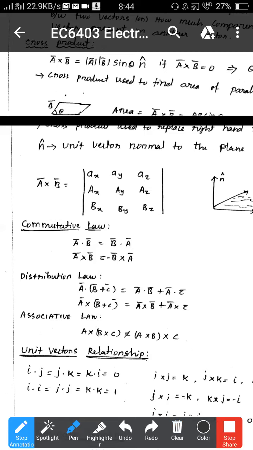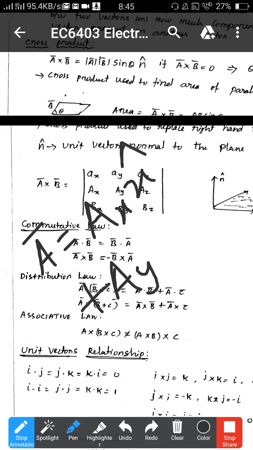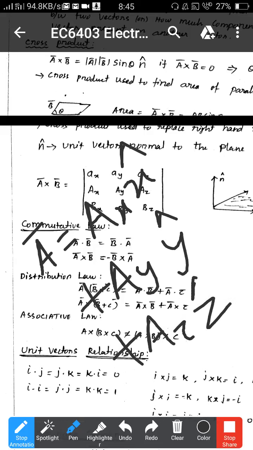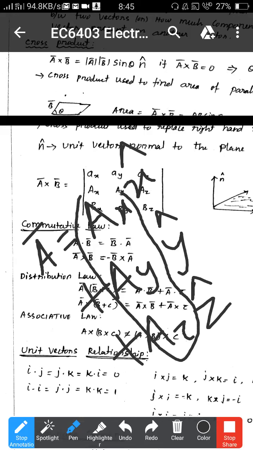You know how to form the vectors. Say some vector A is AX X cap plus AY Y cap plus AZ Z cap, where AX, AY, AZ are all some numbers. These are all some natural numbers, they may be positive or negative. So with this you can make a vector.